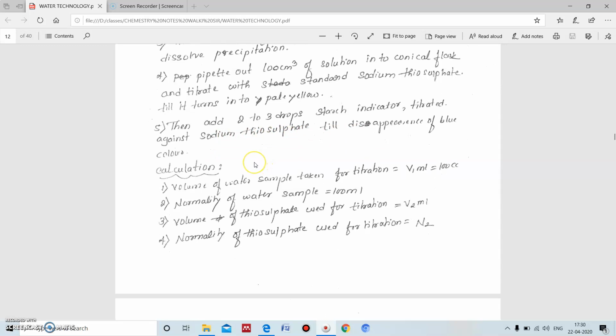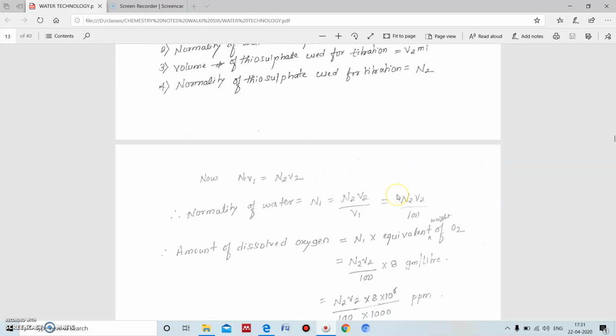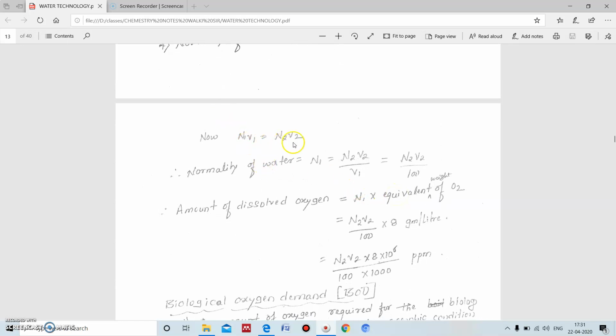The calculation involved in the titration: volume of water sample taken for the titration is V1 ml. That means how much water we take for the titration, which is 100 cc in this example. Normality of the water sample, for 100 ml, is N1. Volume of thiosulfate used for the titration is V2 ml, that is the burette reading, and the normality of thiosulfate used for the titration is N2. Therefore, we know that N1V1 equals N2V2.